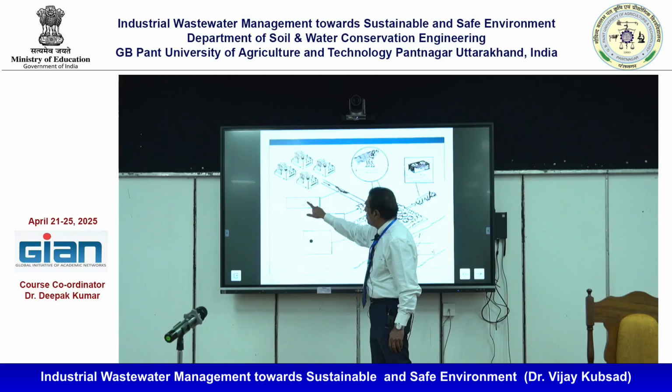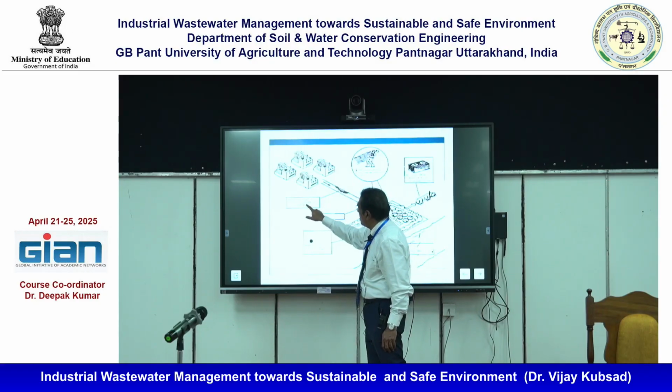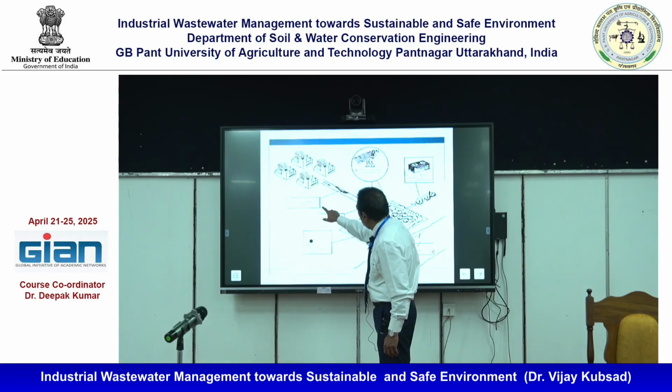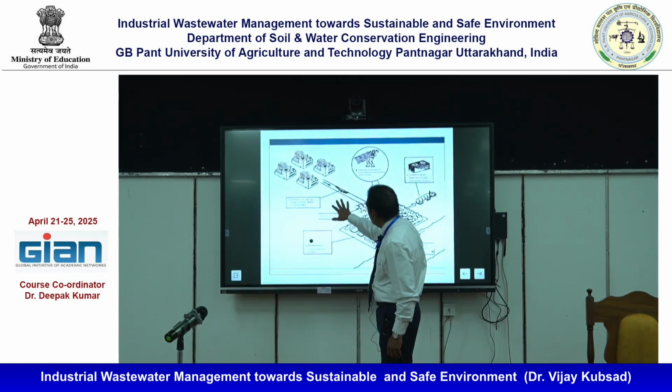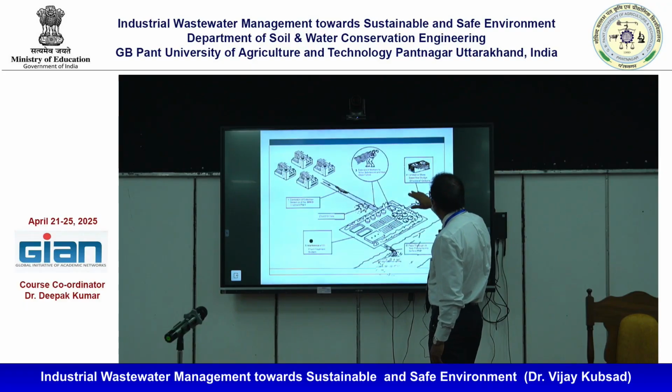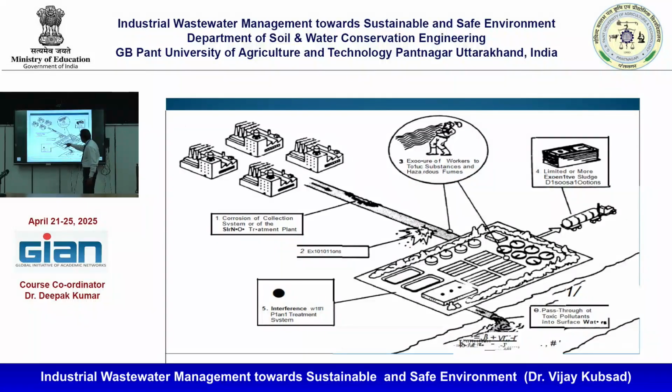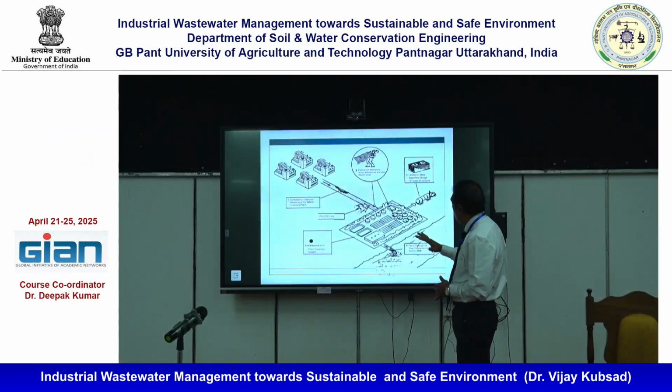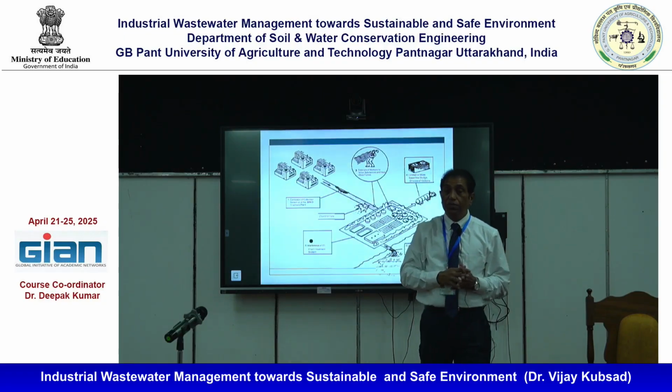Number one, corrosion of the collection system or of the treatment plants, right? Then there are interferences, there are workers, and there is pass through. The toxic substances will just pass through if they are not treated. The wastewater from the residential area is collected at the treatment plant. How is this going to affect it? It will cause corrosion.